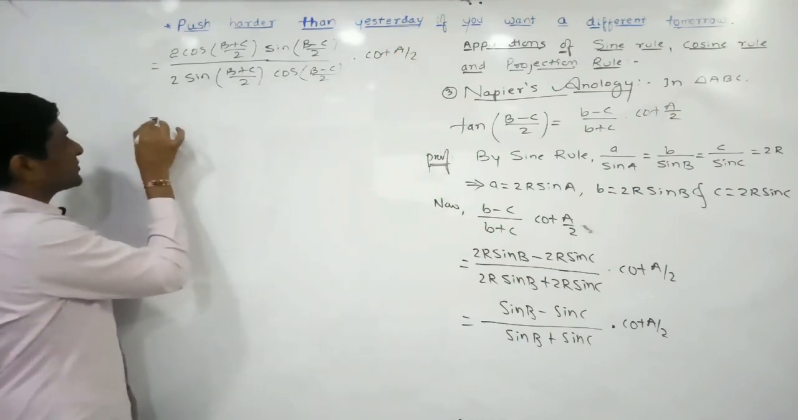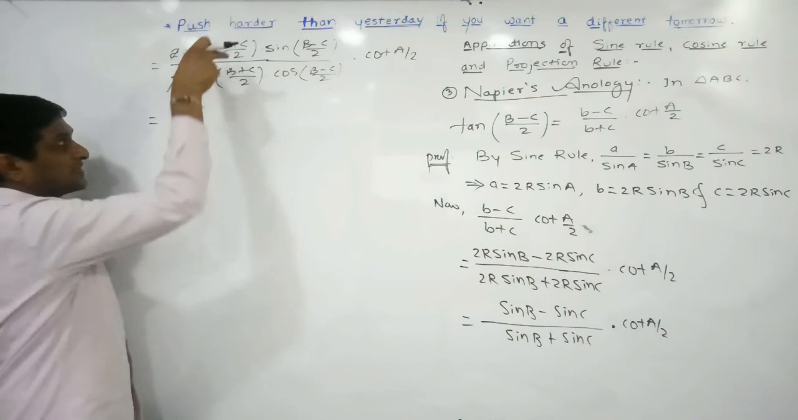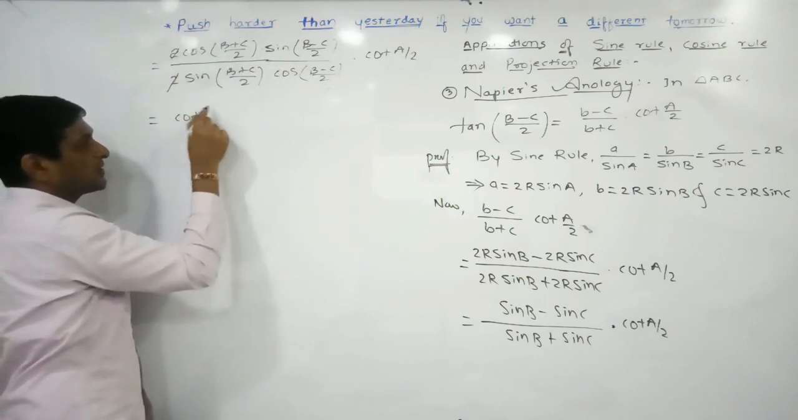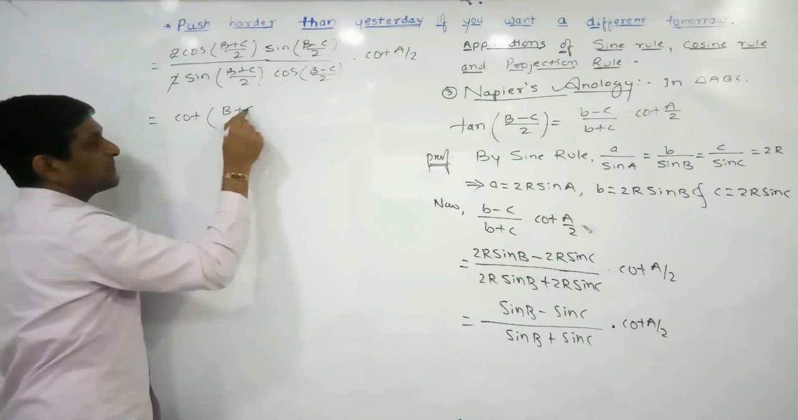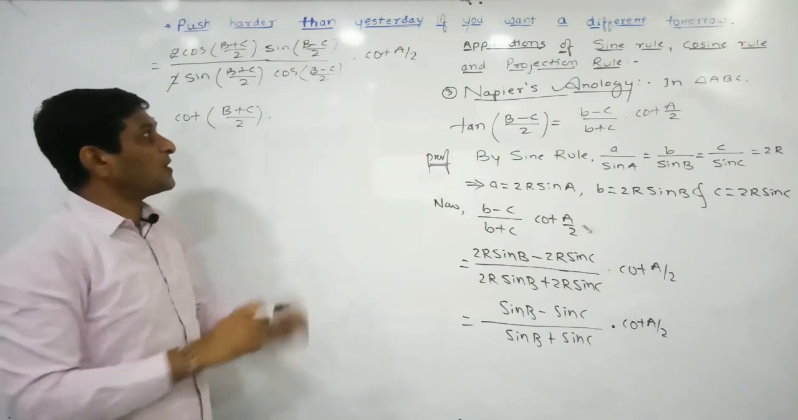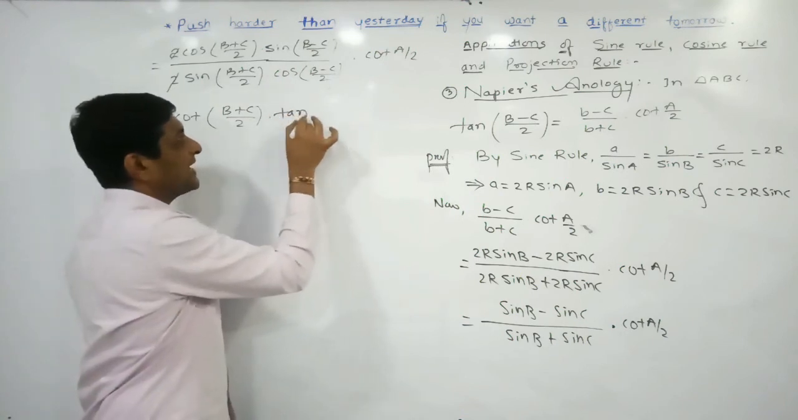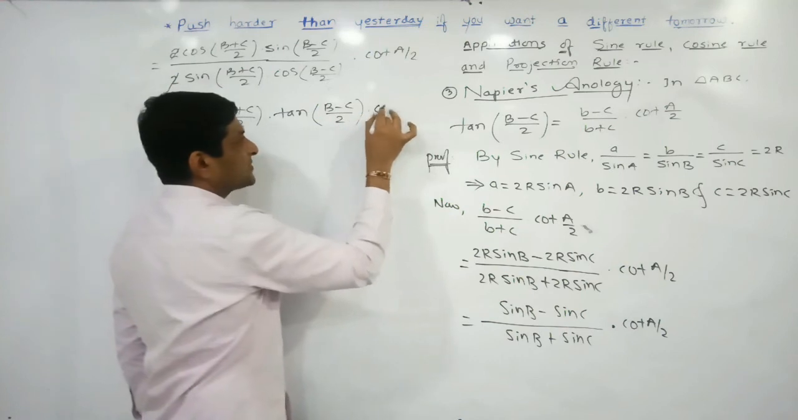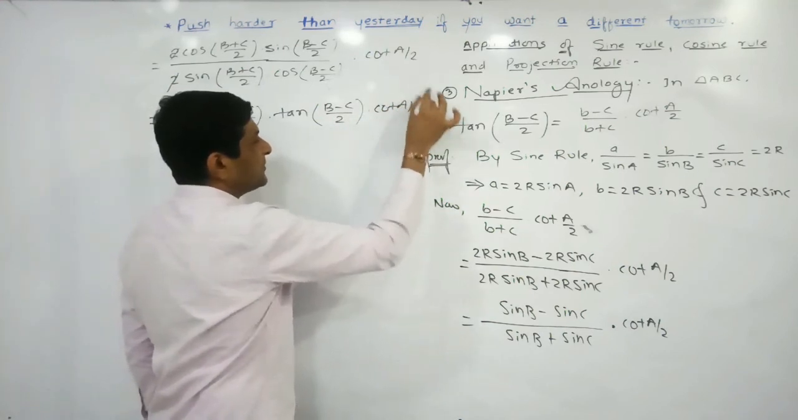So which is equal to, here 2 and 2 will get cancelled. Cos theta upon sin theta can be written as cot theta. What is theta here? B plus C upon 2. And here sin theta upon cos theta can be written as what? Tan theta. Theta is B minus C upon 2. Keep the last term cot A by 2 as it is.